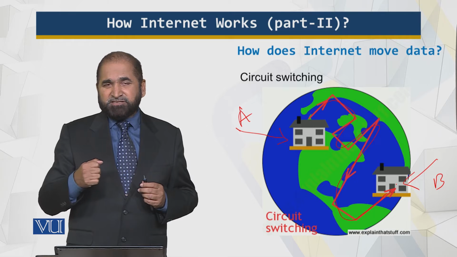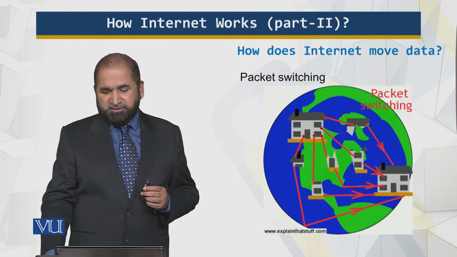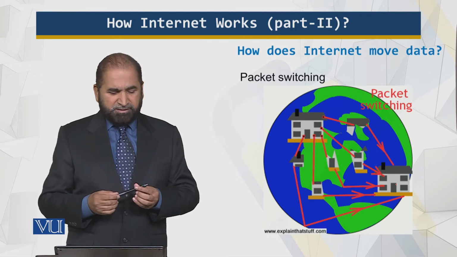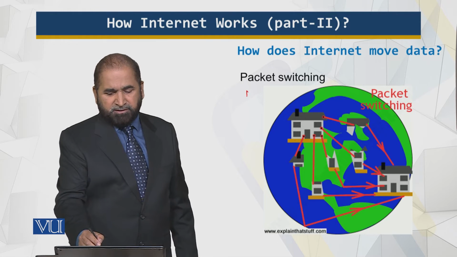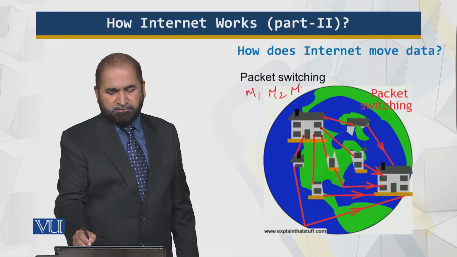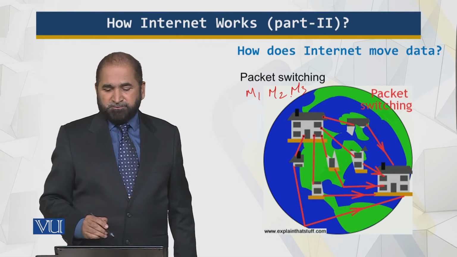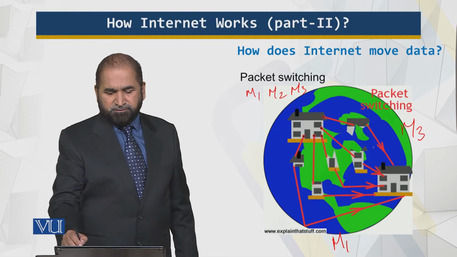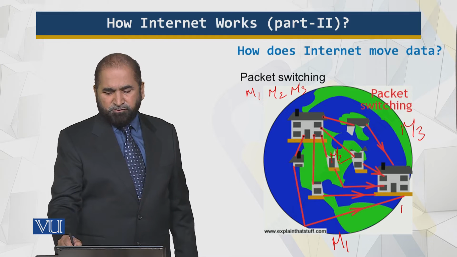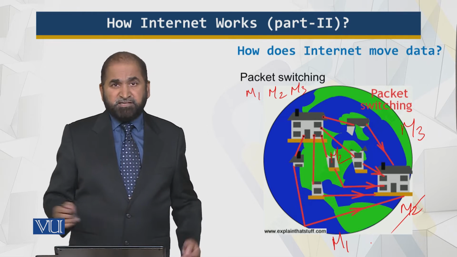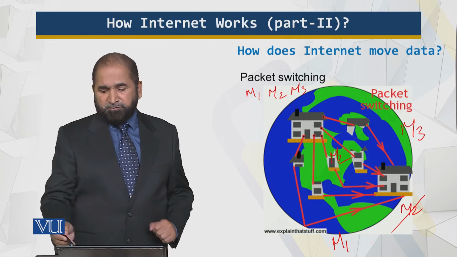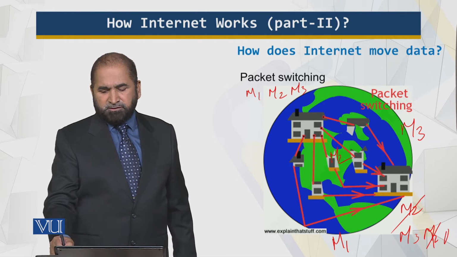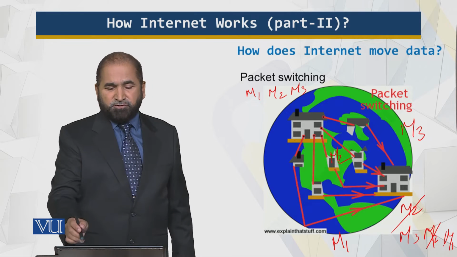Now we move on to the next mode of communication, which is packet switching. In packet switching, I have this message over here, and I divide this message into packets, M1, M2 and M3. Now maybe M3 uses this route, M1 uses this route, M2 uses this route, and over here M2 is lost. It is possible M2 is lost. Or maybe they arrive in a different order. First I get M3, then I get M2 which was lost, and then I get M1, instead of this order.